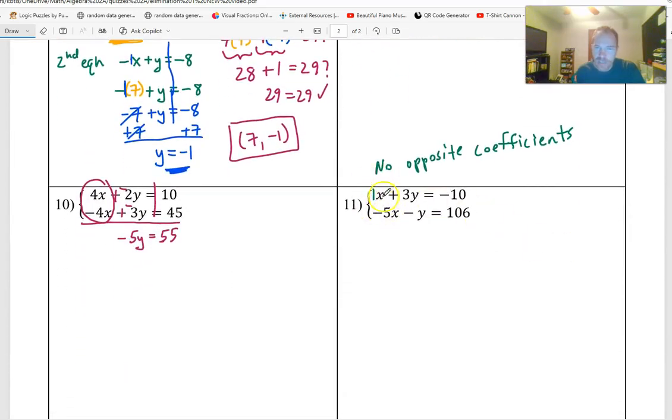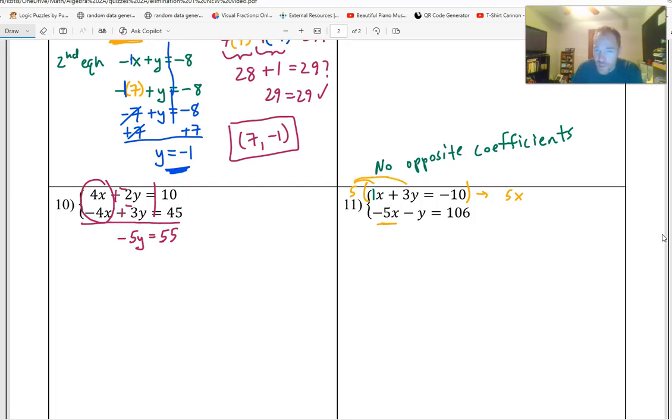Well, if I had a +5x in the first equation, that would cancel with the -5x in the second equation. So that's what we can do here. We can manipulate one or both equations. I'm going to multiply this by 5 because that's going to give me a +5x that will then cancel with the -5x when I add those together. Remember, I have to multiply everything. So 5 times 1x is 5x, 5 times the 3y is a +15y, and then 5 times -10 is -50.